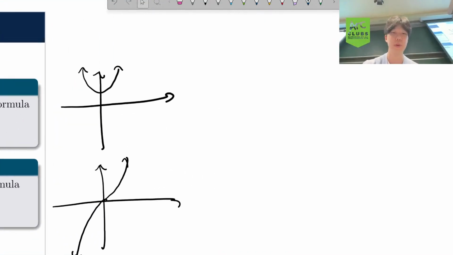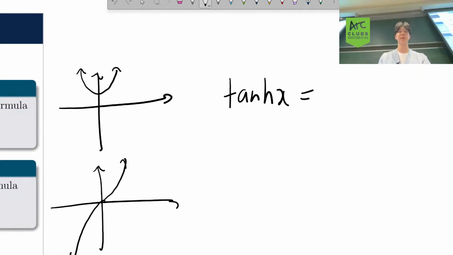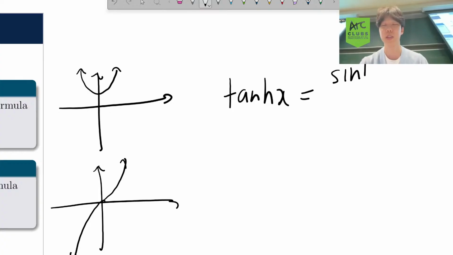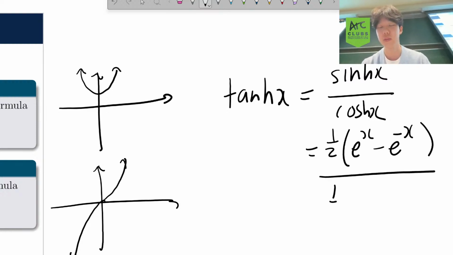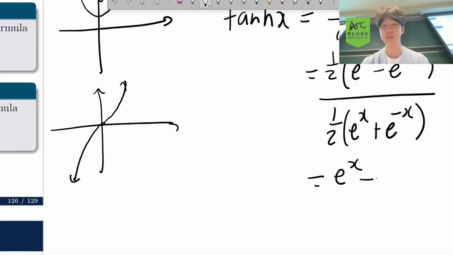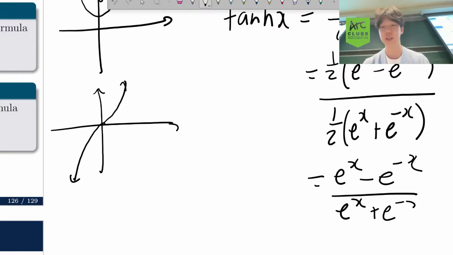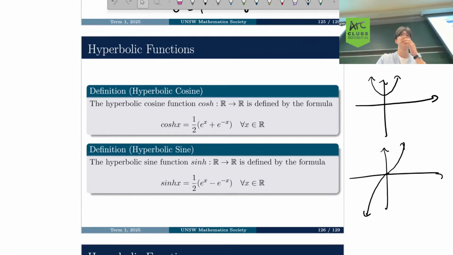But now, you might be wondering, okay, what about the hyperbolic tan? Well, it's very similar to what we already know. It's just going to be sinh of x divided by the cosh of x, which is half e to the x minus e to the negative x, which is sinh, divided by half e to the x plus e to the negative x. That gives e to the x minus e to the negative x over e to the x plus e to the negative x. That's just what the hyperbolic tan looks like. So those are a few definitions.